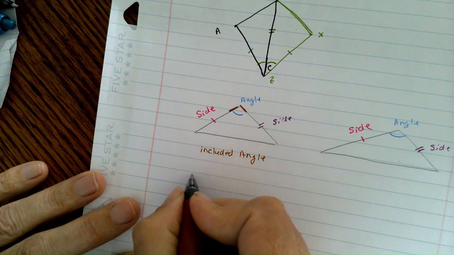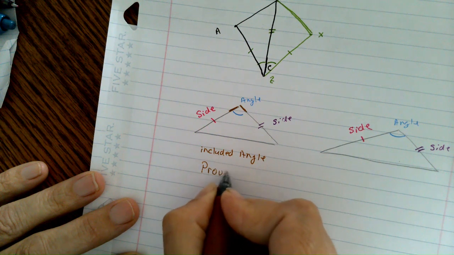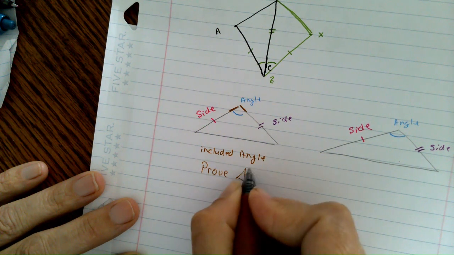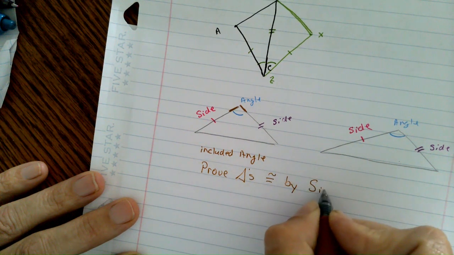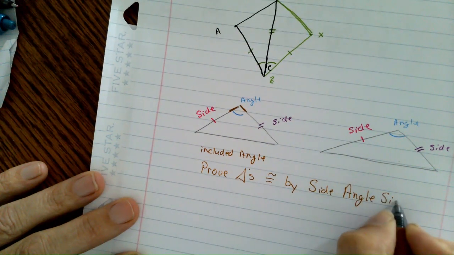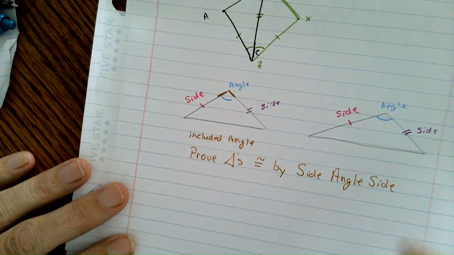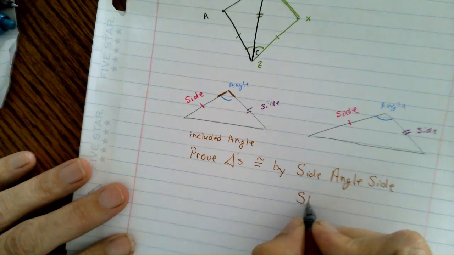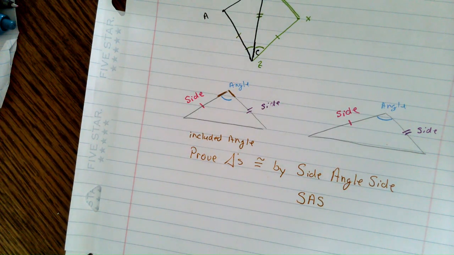Okay, so this would be a way to prove triangles are congruent by side, angle, side. And we don't like writing side, angle, side a lot, so we have just abbreviated it SAS. I had one student that just liked to say, hey, SAS. Oh, my triangles got sassy. I know they're congruent. Okay?